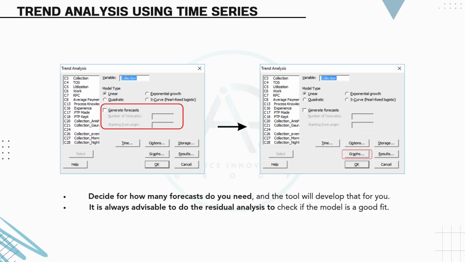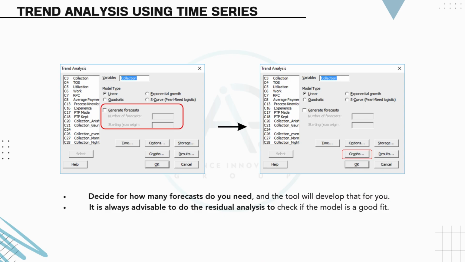This slide walks us through the final steps in conducting a trend analysis using time series in Minitab. On the left, you'll see the dialog box where you can choose to generate forecasts. Here, you specify how many future time periods you'd like the tool to predict by checking the Generate Forecasts box and entering the number of forecasts you need. Once you've selected the number of forecasts and chosen the appropriate model type, linear, quadratic, exponential, or S-curve, the software will compute future values based on the existing trend.